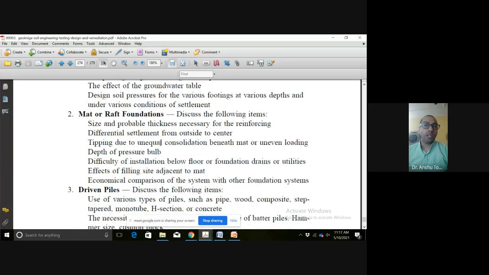In case you are proposing a mat or raft foundation, then again there is differential settlement from outside to center, because a mat foundation is quite huge. It varies from 18 meters to, let's say, 25 to 30 meters or 50 meters in the other direction. So what is going to be the gradient of settlement? Because the center of the mat is approximately 10 meters from the outermost side. So 10 meters is huge.